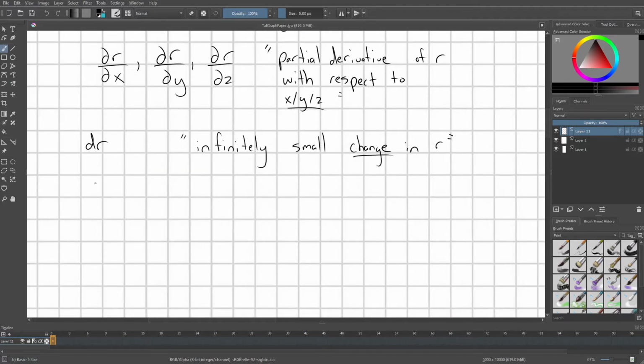When I use the symbol delta r, this could be written as the integral from r naught to r final of dr, which is the same thing as r final minus r naught. This refers to a finite change in r.